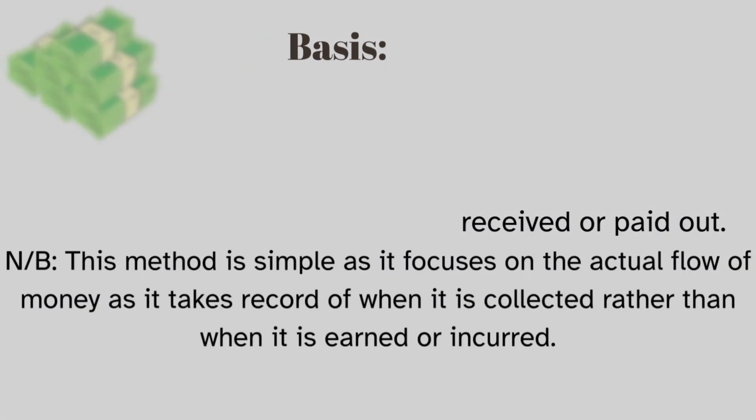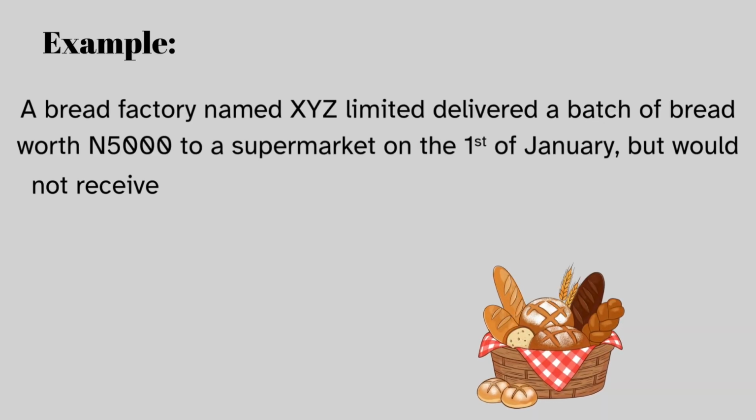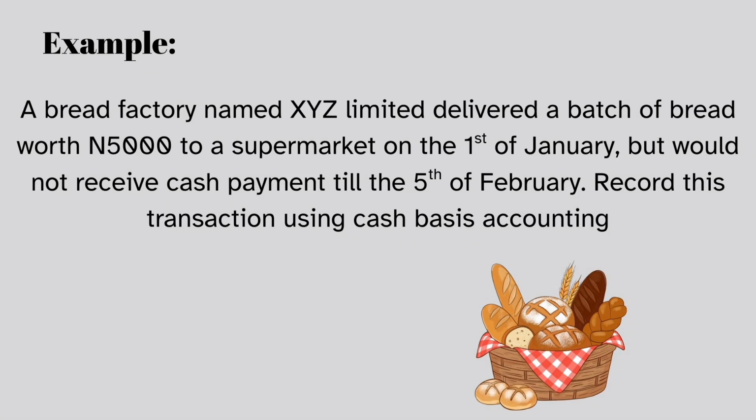So let's take an example. XYZ Limited, a bread factory, delivered bread worth 5,000 naira to a supermarket on 1st January, but would not receive cash payment until 5th of January. Record this transaction utilizing cash basis. So like we said earlier, cash basis is a method in which transactions or expenses are recorded only when money is spent or received. So now you can see that we supplied the bread, but we have not received payment. So that means that we won't be recording it until we actually receive payment.